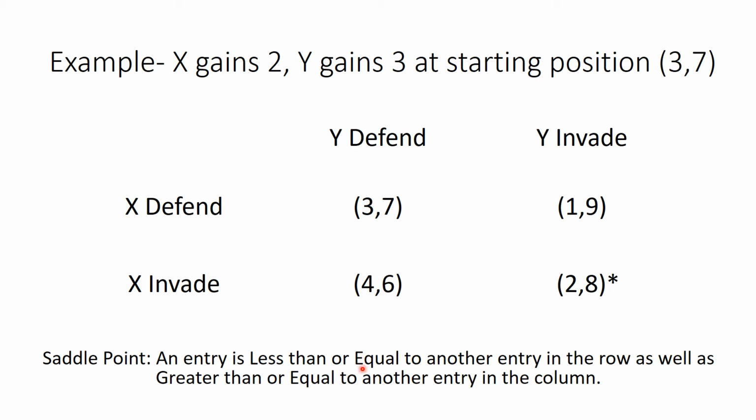Not only does it have to be less than or equal to in the row, it has to be greater than or equal to in the column. Well, 1 is less than or equal to 2. That doesn't work. But 2 is greater than or equal to 1. So we say we have a saddle point here because 2 is less than or equal to 4, and 2 is greater than or equal to 1. So we have a saddle point. And again, that shows each player what their optimal strategy is for maximum gains of one player and minimum losses of another player.